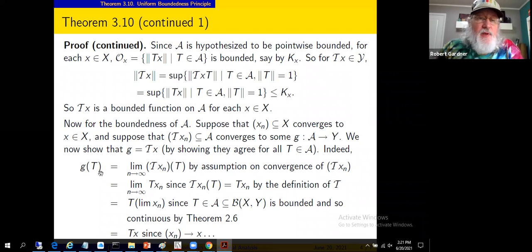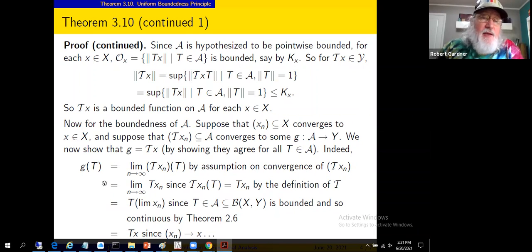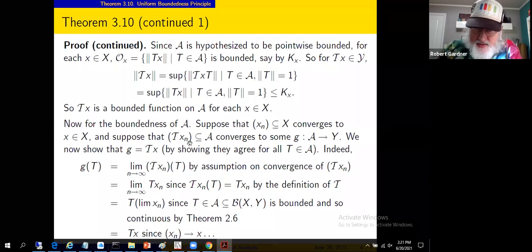calligraphy T of X. So take G, apply it to whatever it's applied to, and the things it's applied to are elements of calligraphy A, that is, bounded linear transformations from X to Y. So take such a transformation, let's denote it capital T, as we've been doing. Now, we've assumed that the T of X sub n's converge to G. So we can take the G and write it as a limit as n approaches infinity of calligraphy T of X sub n, applied to T. That's the convergence assumption of this sequence.